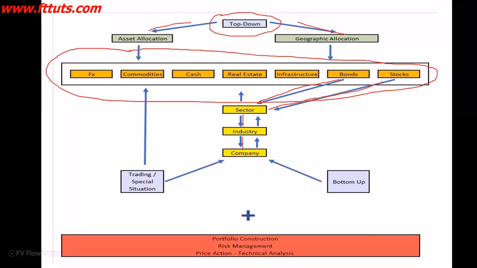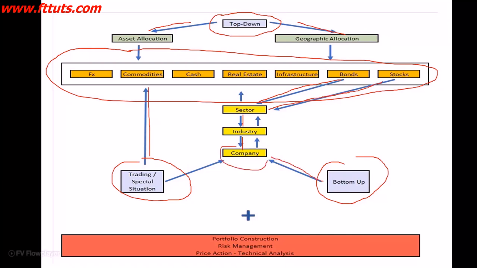And to avoid missing many stocks, many good stories or bad stories, we will also use bottom-up and special situation trading. The trading and special situations will give us access back again to whole asset classes, and with bottom-up we again start from the bottom, from a company, and go into the industry and the sector. But all of them will have to be done with portfolio construction, risk management, price action, and technical analysis.